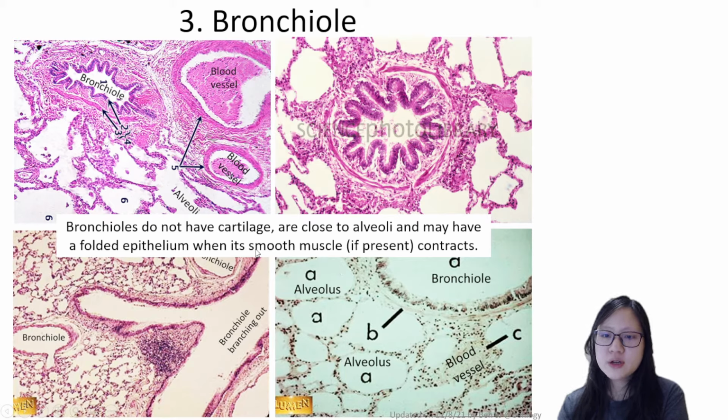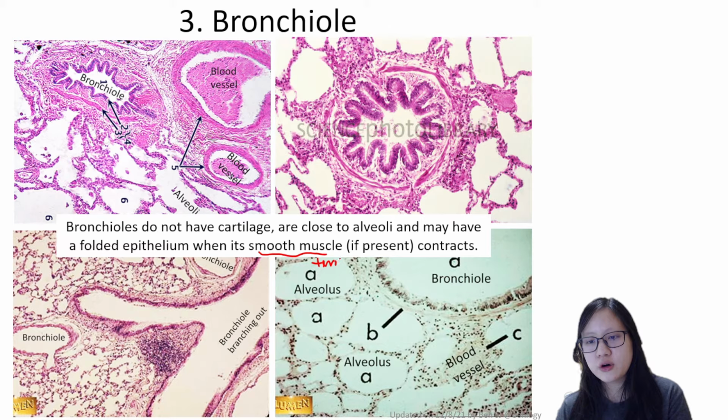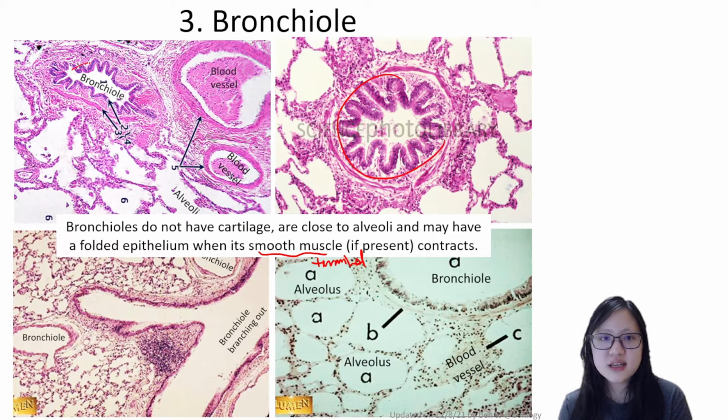Folded epithelium, as I told you, and smooth muscle would be kind of there. This folded epithelium will become more apparent if the smooth muscle is contracting. Again, smooth muscles are present in terminal bronchioles only, not respiratory bronchioles. You mostly see terminal bronchioles in your exams. So something like this or something like this. We can see blood vessels surrounding it, and the size of it is kind of similar, and that's also a telltale sign that it is a bronchiole.